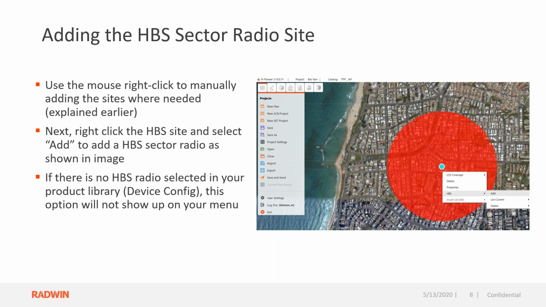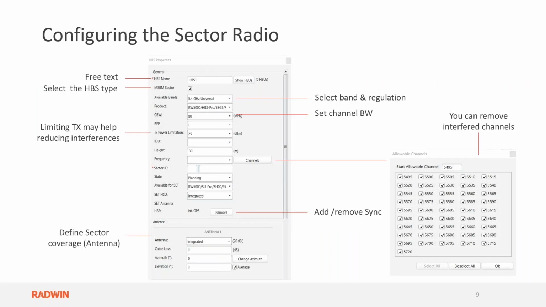Adding HBS, use the mouse right click to manually add the site. Next, right click on the HBS site, select add and add an HBS sector. If there is no HBS radio selected in your product library, the catalog, this option will not show up on your menu. Then we define the base station, the frequency, the name.